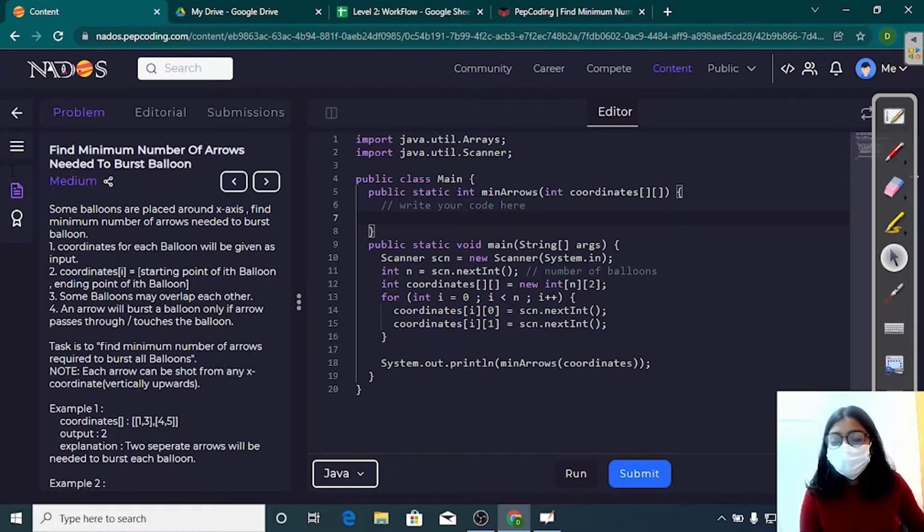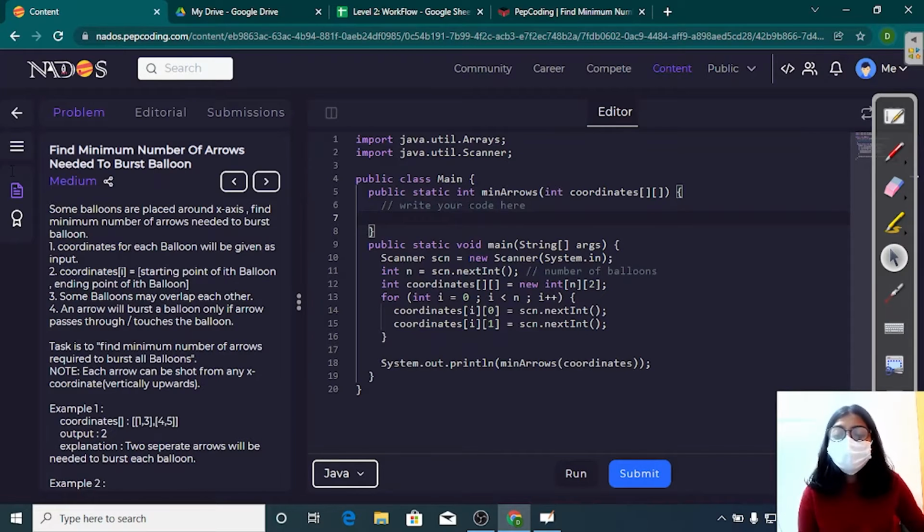First constraint says coordinates for each balloon will be given to us. Coordinates of i is equal to the starting point of the balloon and the ending point of the balloon. So coordinates is a 2D array that contains some balloons, and each contains a 1D array, and the 1D array contains the starting point and the ending point for that particular balloon. Starting point means starting point on the x-axis and ending point on the x-axis. All right, and some balloons may overlap each other. It means there can be chances that some balloons are overlapping each other.